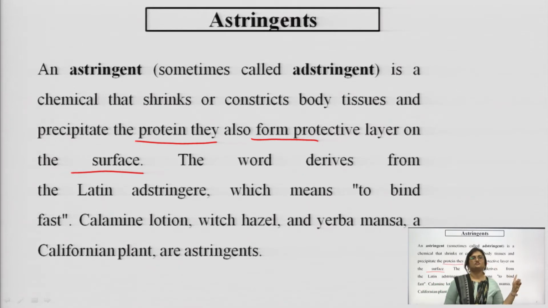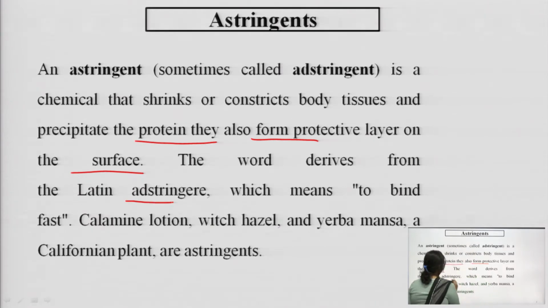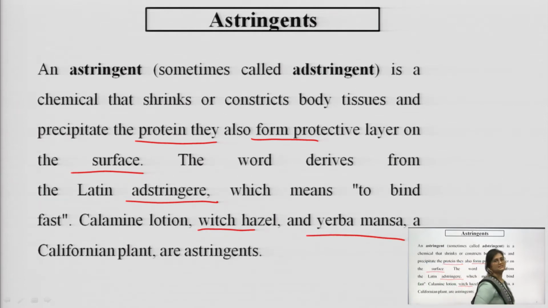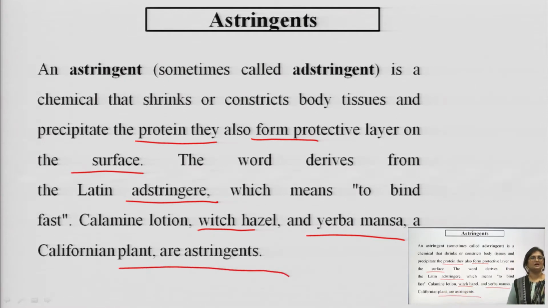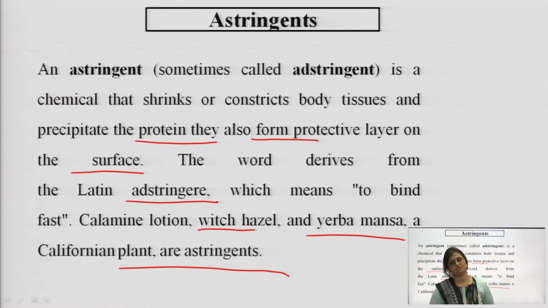The word astringent is derived from the Latin term astringere, which means to bind or to bind fast. For example, calamine lotion, witch hazel and yerba mansa. It is a Californian plant. These are the various common examples of astringent.